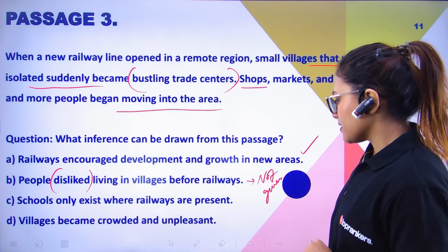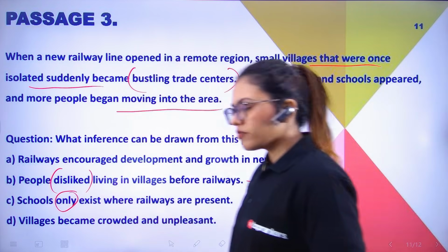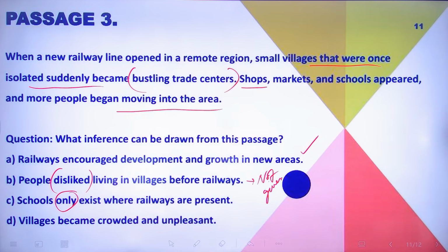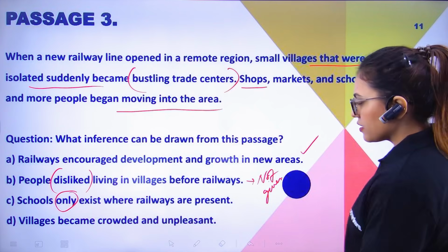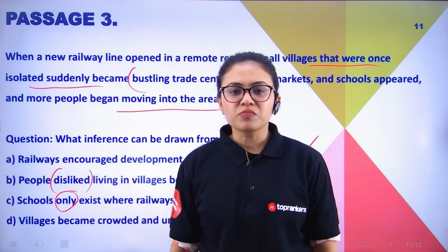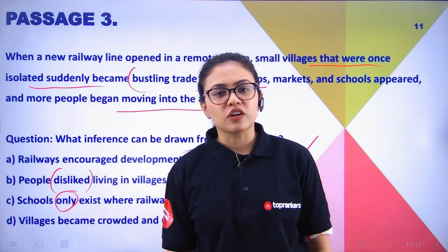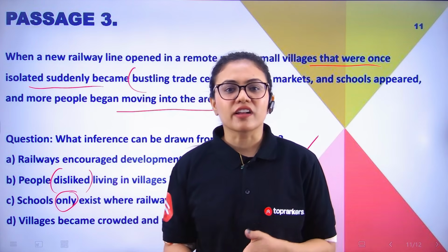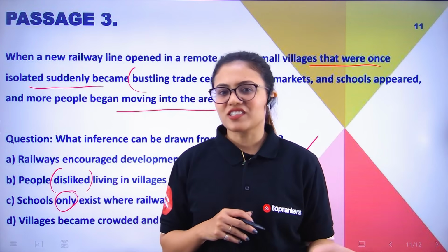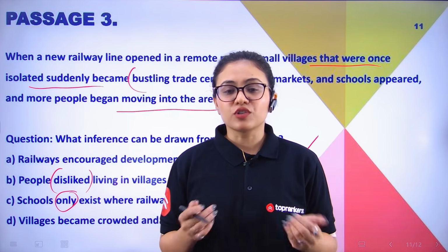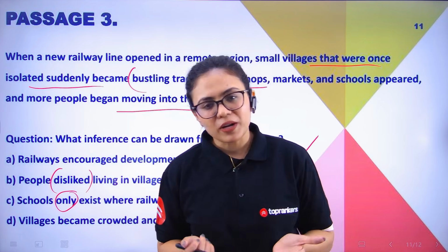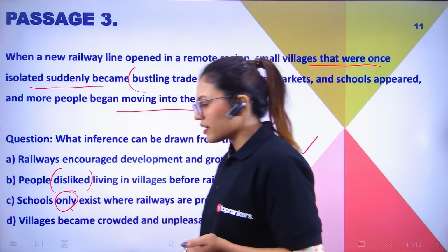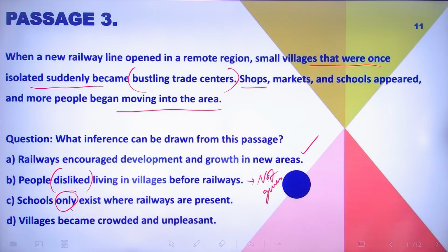Schools only exist where railways are present. First of all, the extreme word, only. Just because railways brought more schools to the forefront does not mean कि schools वहीं होंगे जहाँ railways होंगे. ऐसे बहुत सारे villages हैं जहाँ पे schools हैं despite not having railway connectivity, right? So it is not a necessary condition. It is not an extreme thing to consider.